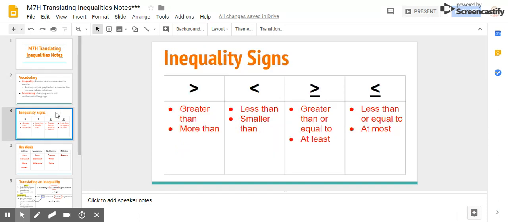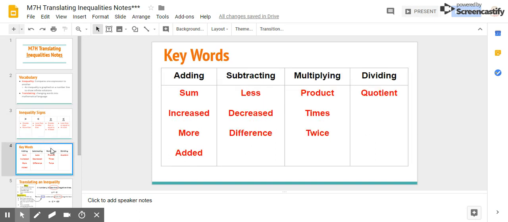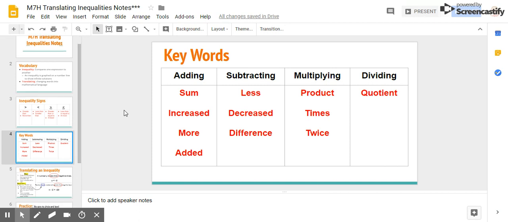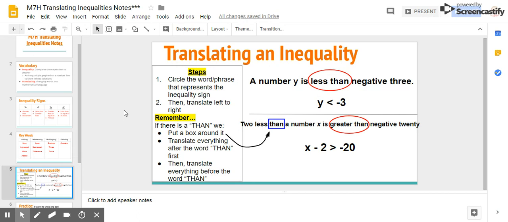Here on slide 3 is a reminder of inequality signs. Okay, so you're always going to want to reference this today as you're working. Slide 4, same idea. These are your keywords that mean adding, your keywords that mean subtracting, and your keywords that mean multiplying and dividing. Same thing, you're going to want to click back and forth to this slide today as you're working to reference this. Slide 5 as your example.